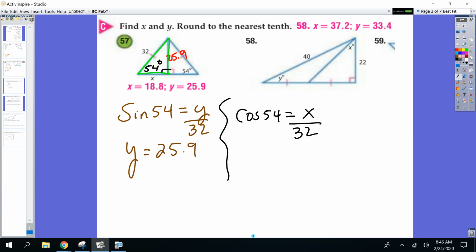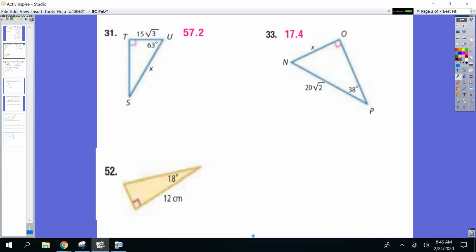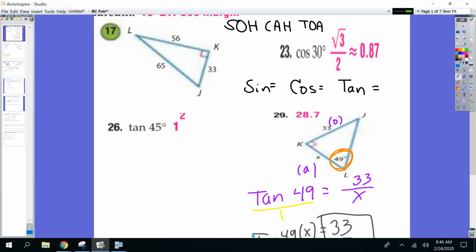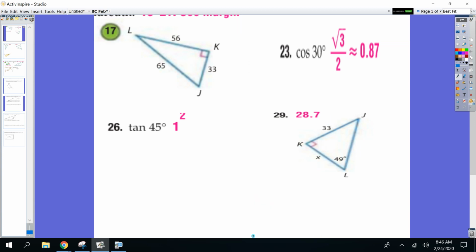Other than those two, anything else we want to look at from the homework? Which one? 23. Yep, cosine of 30. They wanted to use your special right triangles. Perfect. Cosine of 30. So Violet, what type of triangle must I be working with if I see 30?